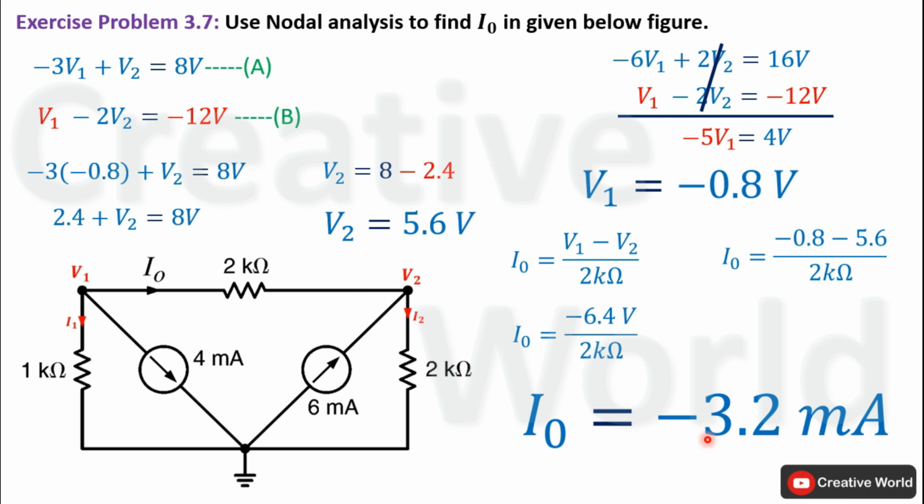Here minus sign is indicating that the direction of current I0 is from V2 to V1 because V2 is higher than V1. So the direction of current I0 given in this scenario is wrong. The actual direction of current I0 is from V2 to V1, opposite to the given direction.